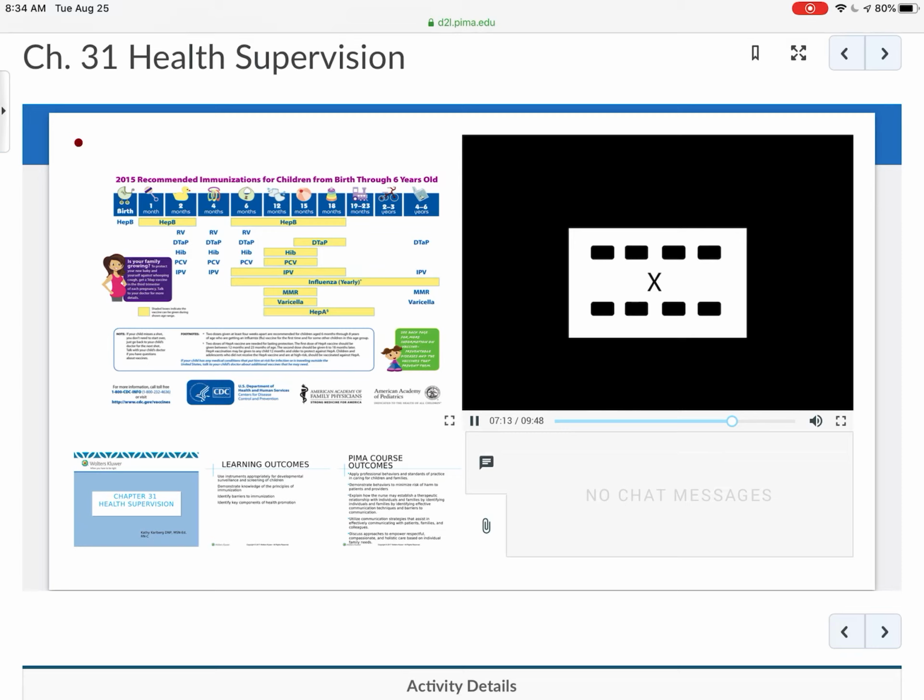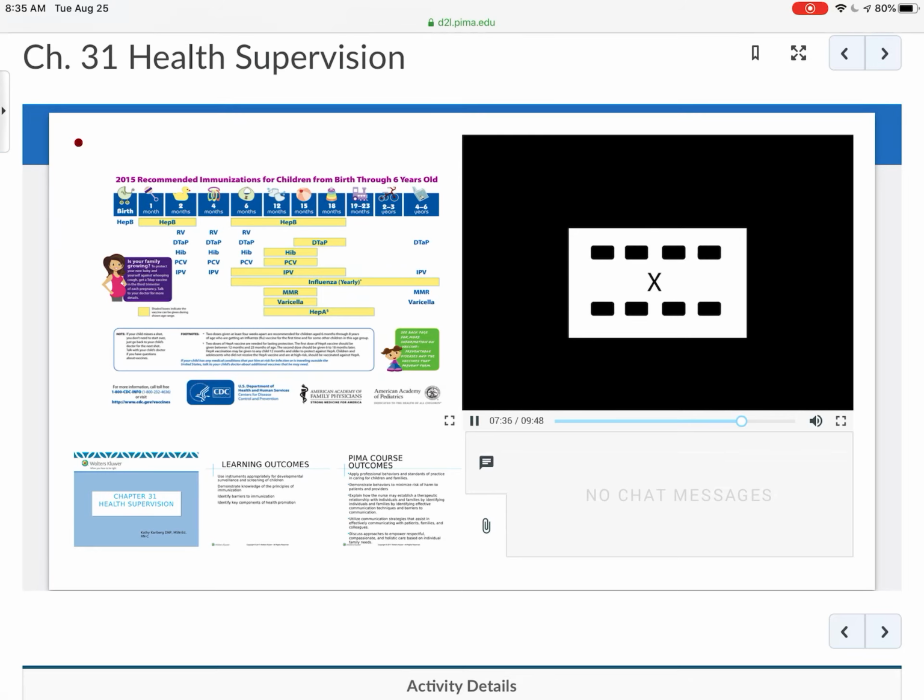This is a chart from the CDC website, and it is the vaccination chart. You do not have to remember this. If you worked in an area where you gave vaccinations, these would be plastered all over the walls. But if a parent ever says, I'm not sure if my child's up to date, you can pull one of these up on the computer and see what they should have.